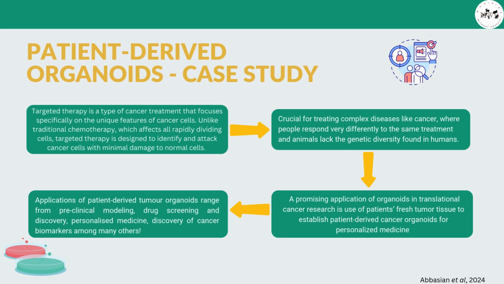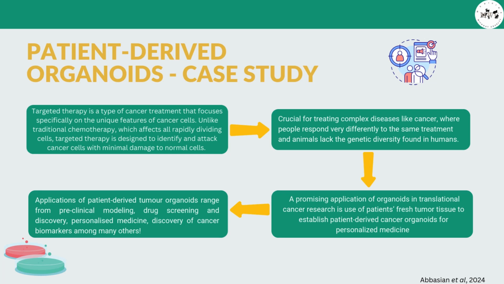Just a case study here for you. Targeted therapy is a type of cancer treatment which focuses specifically on the unique features of cancer cells. Unlike traditional chemotherapy, which affects all rapidly dividing cells, targeted therapy is designed to identify and attack cancer cells with minimal damage to normal cells. Now, this is crucial because if we want to treat complex diseases like cancer, where people respond very differently to the same treatment, and remember, animals completely lack that genetic diversity that we find in humans, we need personalized treatment methods for treating complex diseases such as cancer.